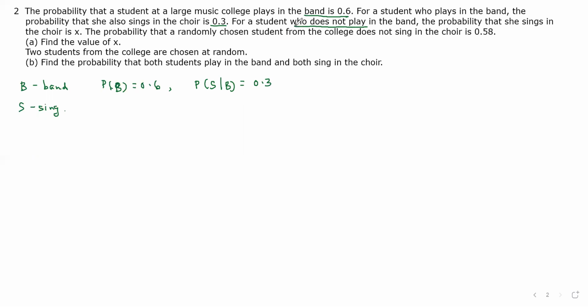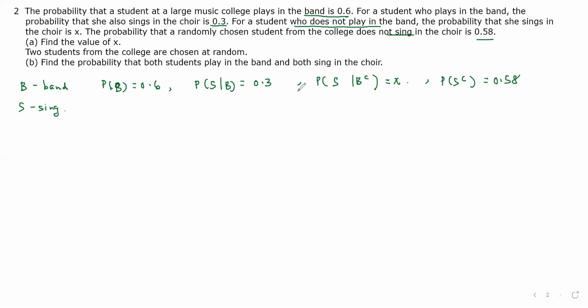For a student who does not play in the band, so the student is not in the band, so it's B complement, the probability that she sings is X. The probability that a randomly chosen student does not sing is 0.58. From all this given information, we need to find the value of X.